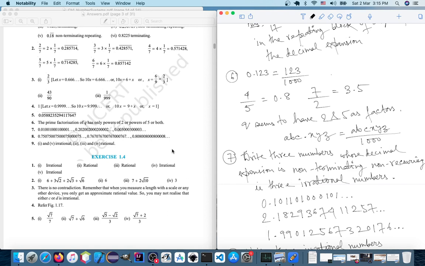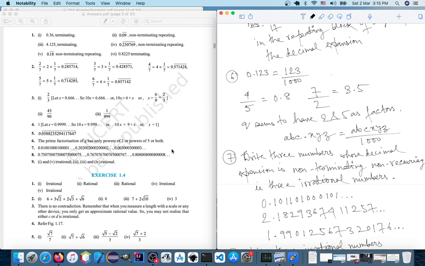Important to note that for a rational number of the form p by q, if p and q do not have a common factor, then q must have a prime factorization. The prime factorization of q will only have factors that are powers of 2 and 5. Okay, so you can please note it down.